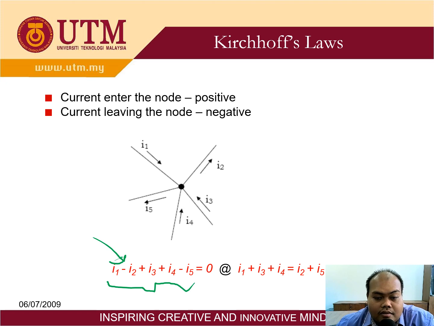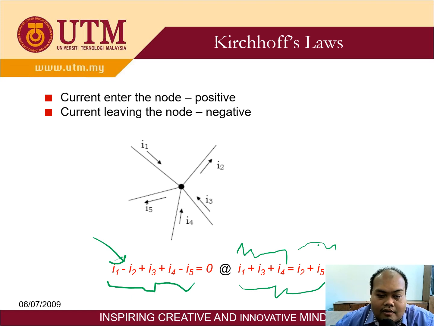Another way you can use is the second method. Everything that enters you put at the left hand side or right hand side. There's no specific way, you can put either way. But on the other side, you need to put the current that is leaving the node. So these are two ways to apply Kirchhoff current law.